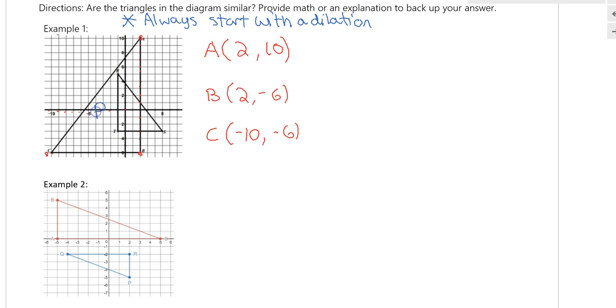Since I chose to start with ABC, that is my pre-image, and this one's my image. So just like before, K equals I over P. So I'm going to use the bottom of it, and that's 6 units long. The bottom of this triangle is 12 units long. 6 divided by 12 is 1/2. So I'm going to start by multiplying my points by 1/2.